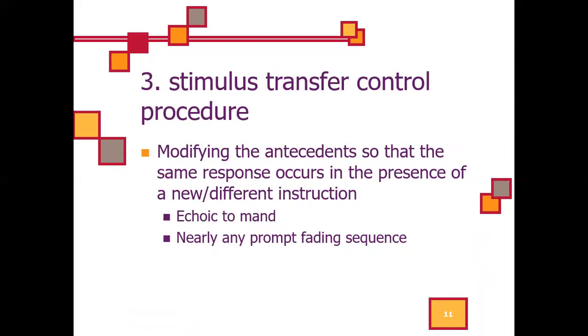Then I hold up the cookie and say, what do you want? He says cookie. I transfer it from an echoic, him imitating me, to a mand, him requesting, under the control of an establishing operation. This stimulus transfer is done in almost any prompt fading sequence. Again, we always want to fade prompts. We always want to make kids and adults as independent as possible.